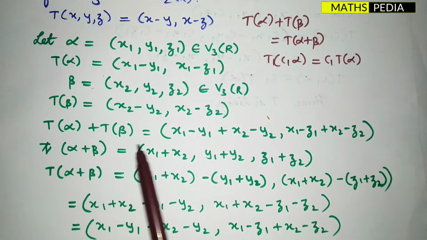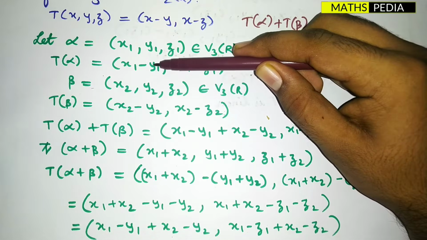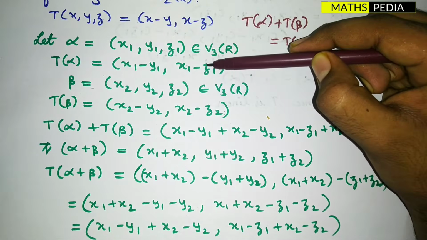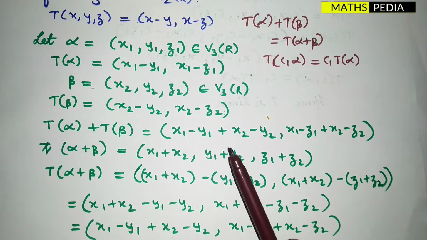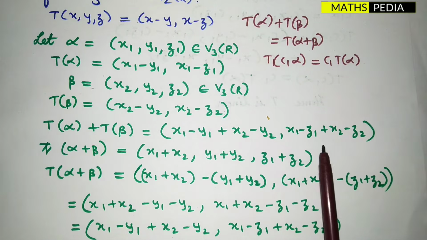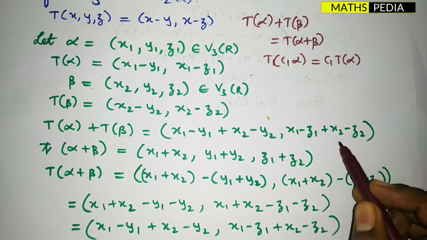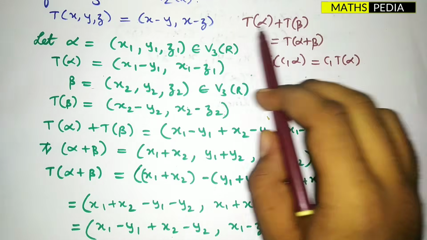Now T of alpha plus T of beta will give this answer. How to add? x1 minus y1 plus x2 minus y2, then x1 minus z1 plus x2 minus z2. This is how you have to add. After adding we have to simplify. Let it be here, this will be the equation, the LHS part that we have over here.